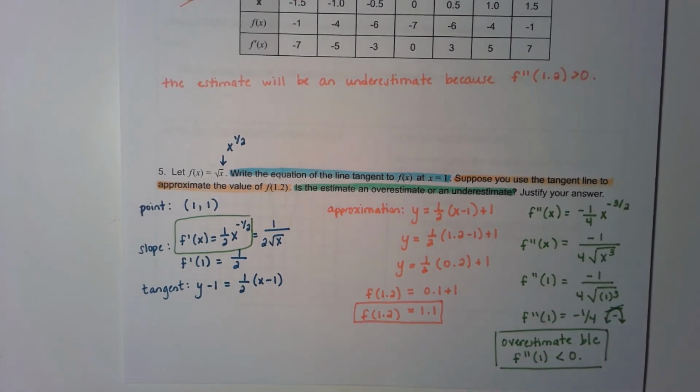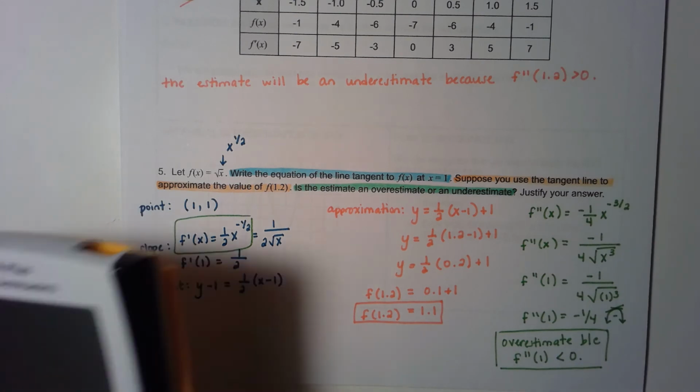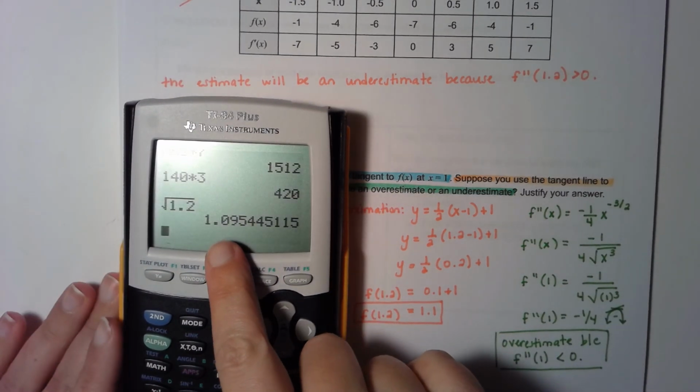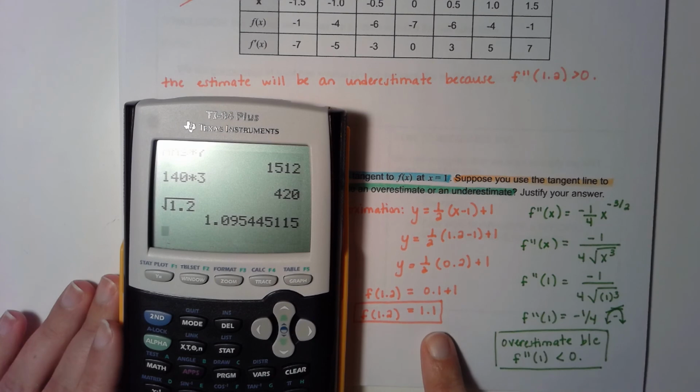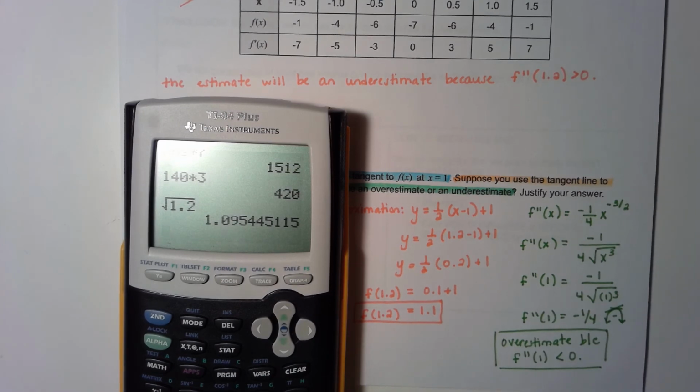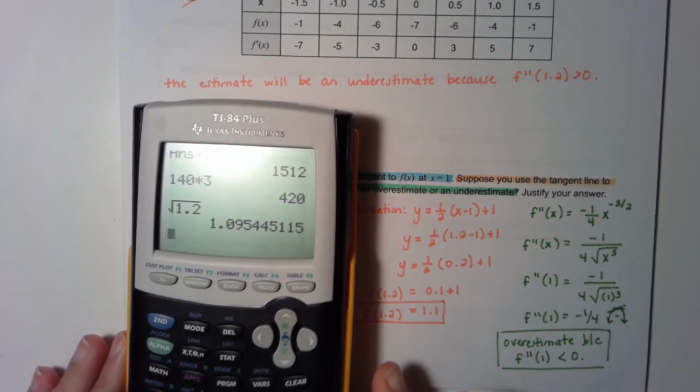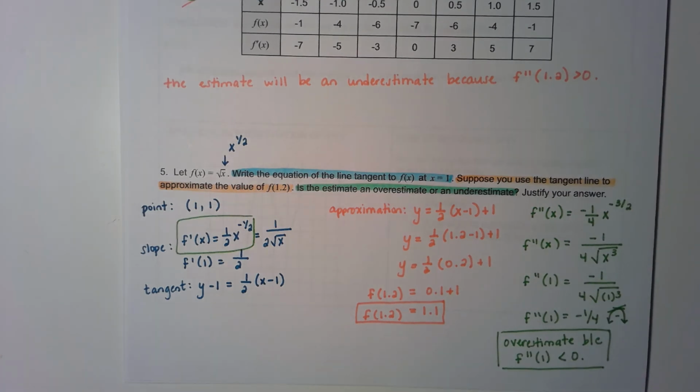Now we can confirm that using a calculator. So if you actually find the square root of 1.2, you get 1.095. We estimated it was 1.1, which is a little bit too high. So we have an overestimate, and that again can be determined because we have a function that is concave down.